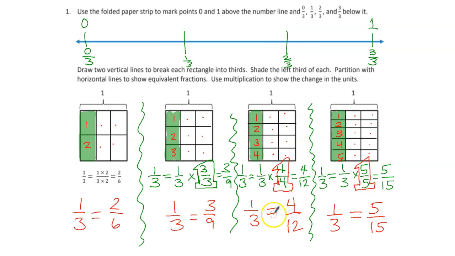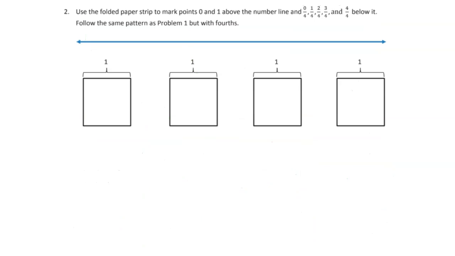All of these fractions are equal. 1/3 is equal to 2/6, which is equal to 3/9, which is equal to 4/12, which is also equal to 5/15. All right, let's take a look at number 2 here.